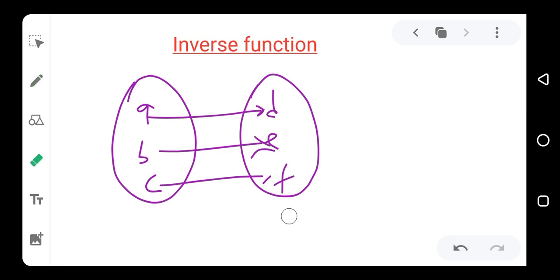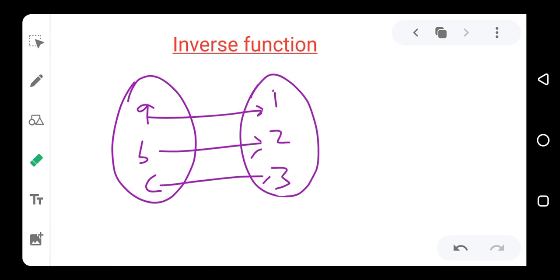If we remove this and have 1, 2, 3 here, this mapping has become a function because in the codomain we have a set of numbers. So that is what we mean by a function. A function is a special type of mapping in which the codomain is a set of numbers. Now with that, let's look at inverse function.